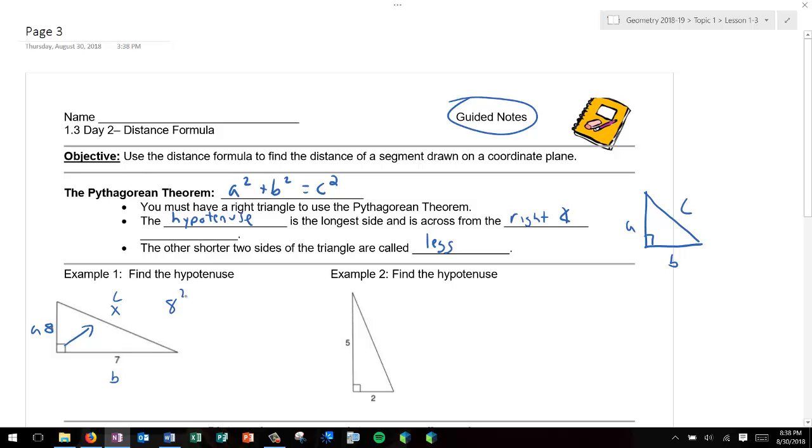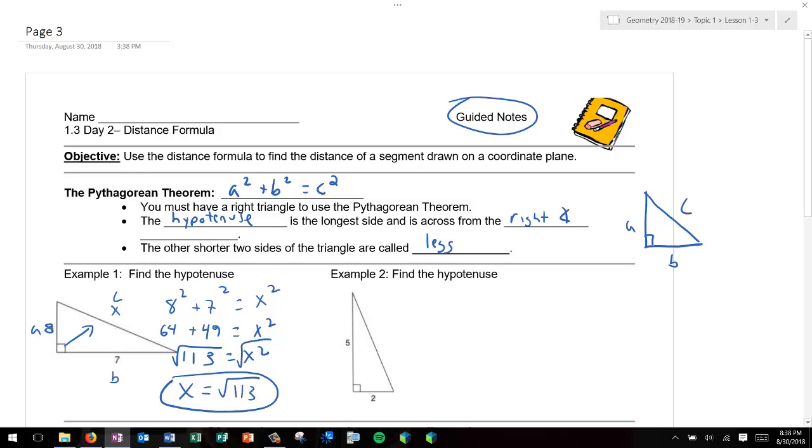So we would have 8 squared plus 7 squared equals x squared. 8 squared is 64, and 7 squared is 49. When we combine those together, we get 113 equals x squared. And we're going to take our square root there. Now, at this point, we're going to try to simplify this radical. If we can simplify it, great. If we can't, that's okay as well. I believe that one is as simplified as possible, so we would say that x is equal to radical 113.